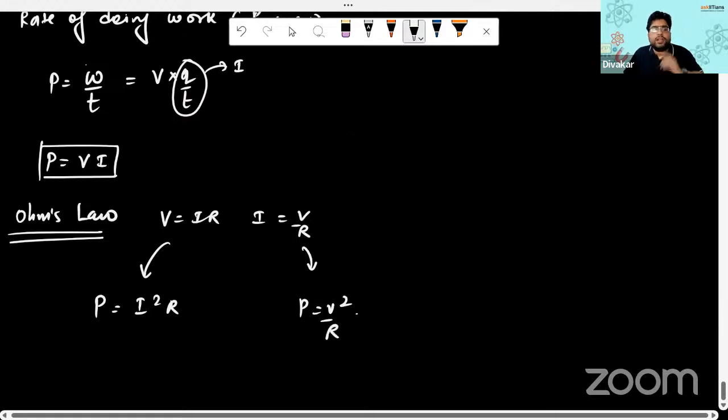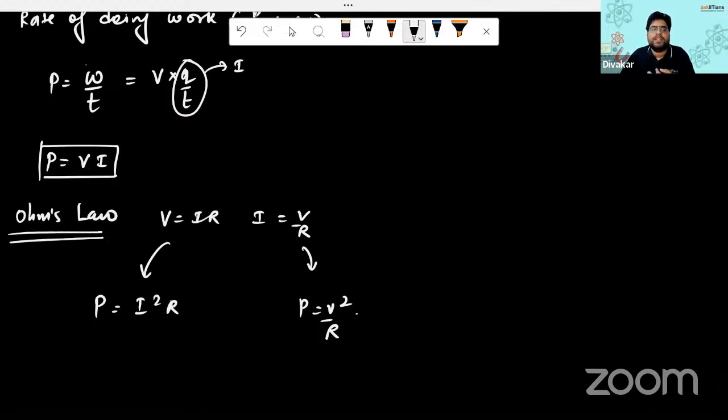So in totality, how many formulas are there? Three. Number 1, V into I. Number 2, I square R. Number 3, V square by R. So if you know current and resistance, you apply I square R. If you know voltage and resistance, you apply V square by R. If you know voltage and current, you apply V into I.